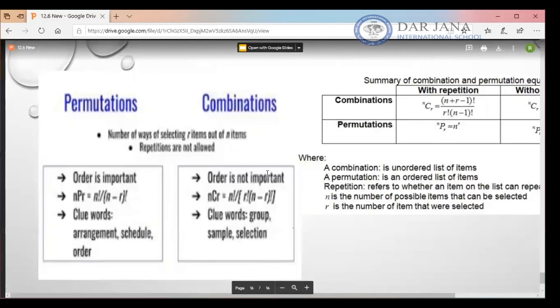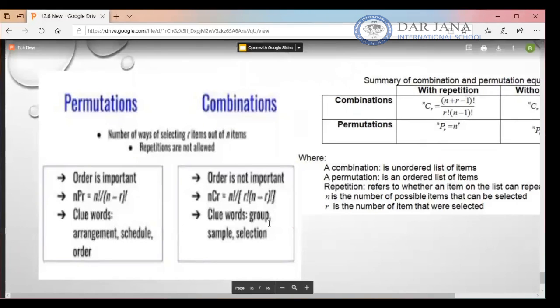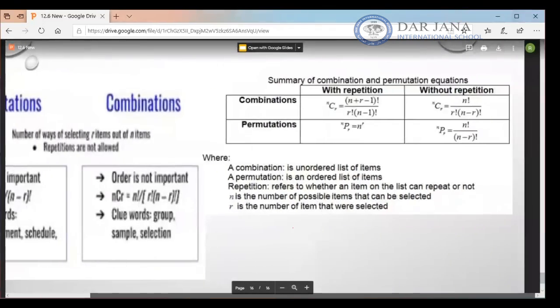For the second one, order is not important. It's NCR, which is N factorial over R factorial times N minus R factorial. The clue words are group, sample, selection. Here at the end, we're going to have these formulas. Now, this part, skip it for now, because we didn't do any combinations or permutations with repetition. I want you just to pay attention to this part here, which is NCR, N factorial over R factorial times N minus R factorial, and the permutation without repetition, which is N factorial over N minus R factorial.